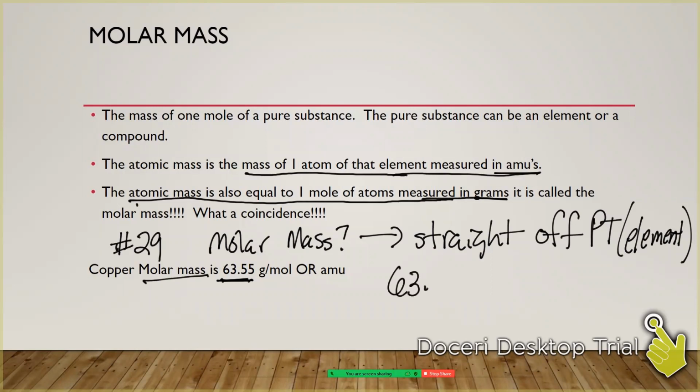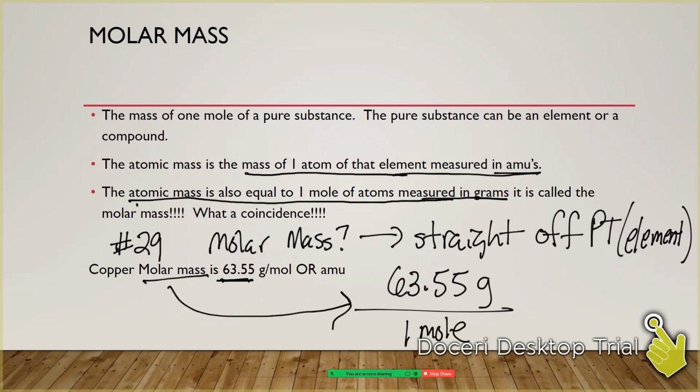So 63.55 grams per 1 mole. And that's what we call the molar mass. Molar mass is always so many grams per only 1 mole. So once again, if I could count out Avogadro's number of copper atoms, and I was able to take those over to the balance, it should have a mass of 63.55 grams.